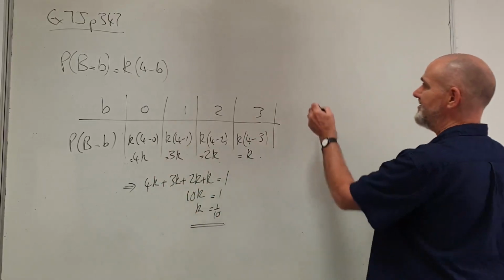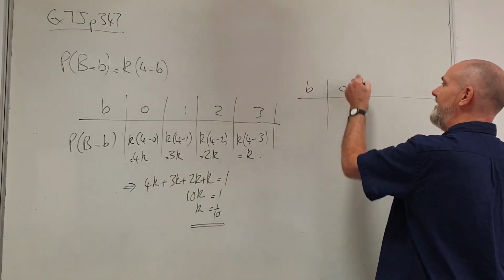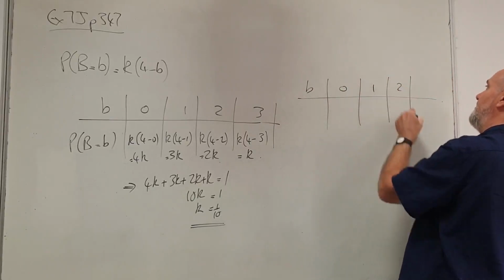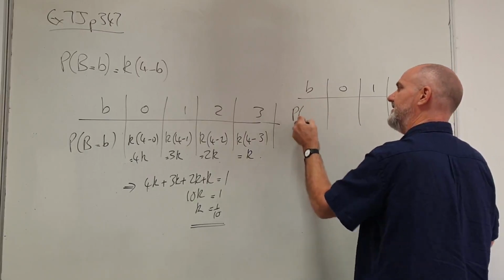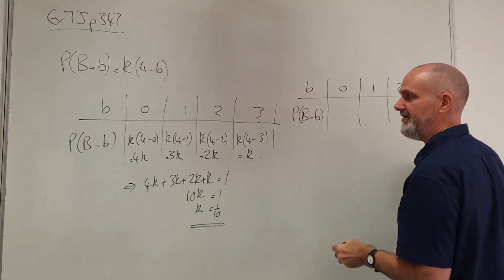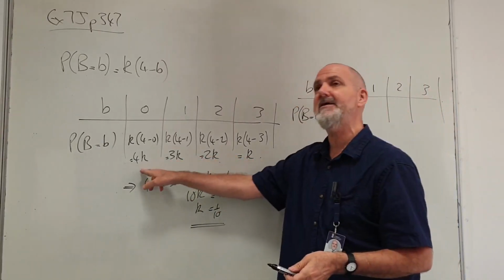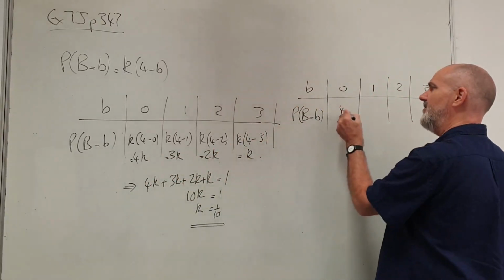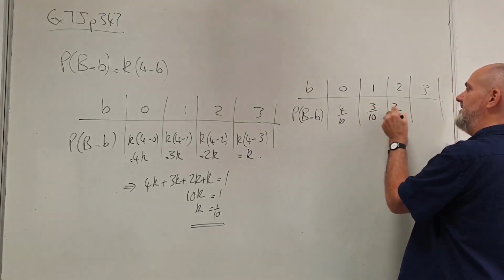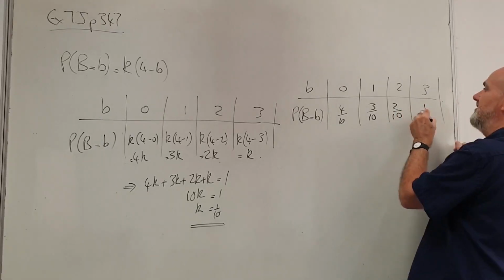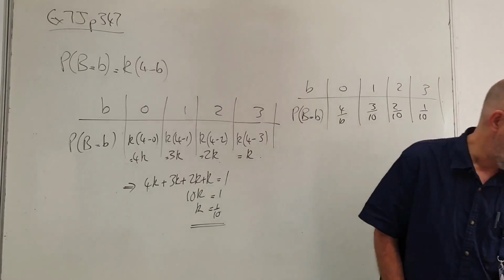So let's write out that probability distribution again with all the values in, just to make sure we're not put off by the complexity of the working. This is the probability that capital B equals lowercase b. If K is a tenth, you've got 4 times a tenth. Remember, a number next to a letter is multiplying. So I'm going to keep them all as tenths: 4 tenths, 3 tenths, 2 tenths, and 1 tenth. And we're checking that we've done it right because we get 10 tenths, they all add up to 1. So that's the first part.